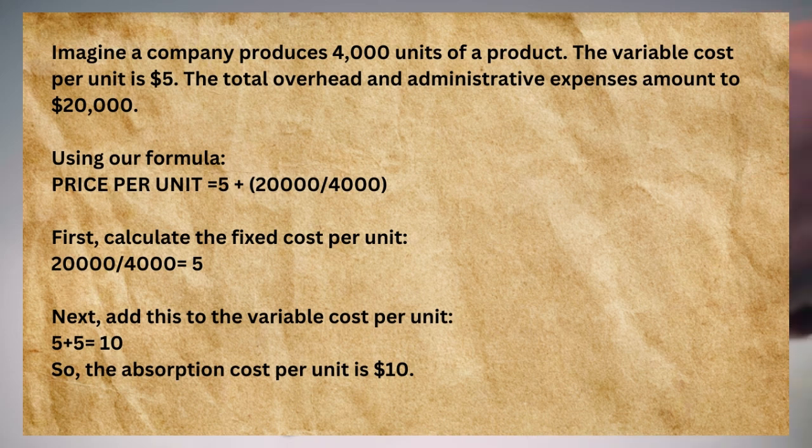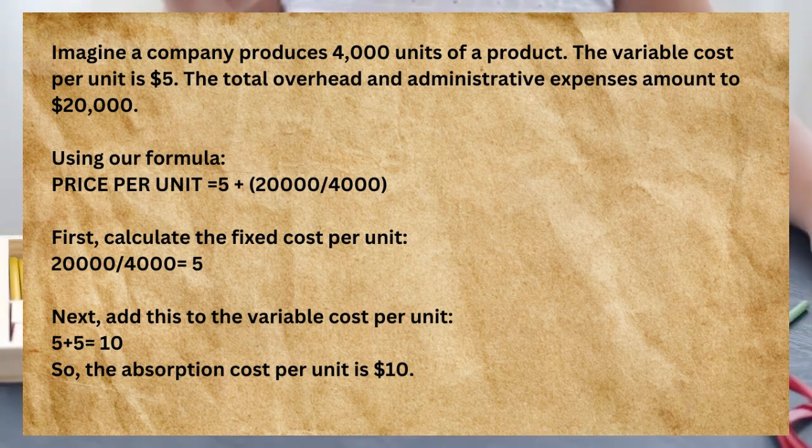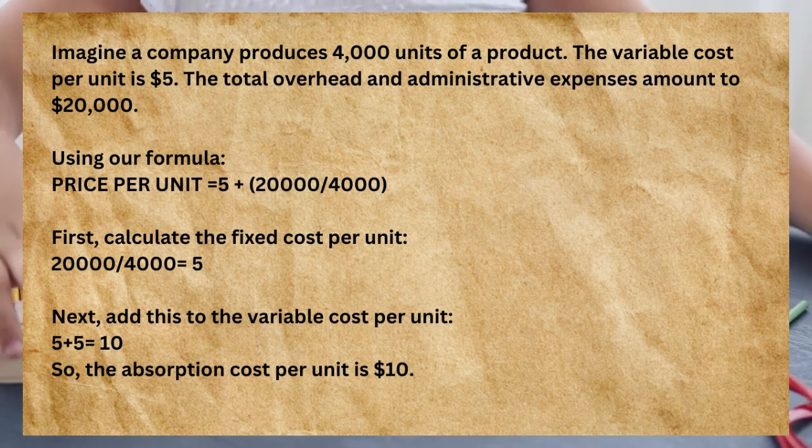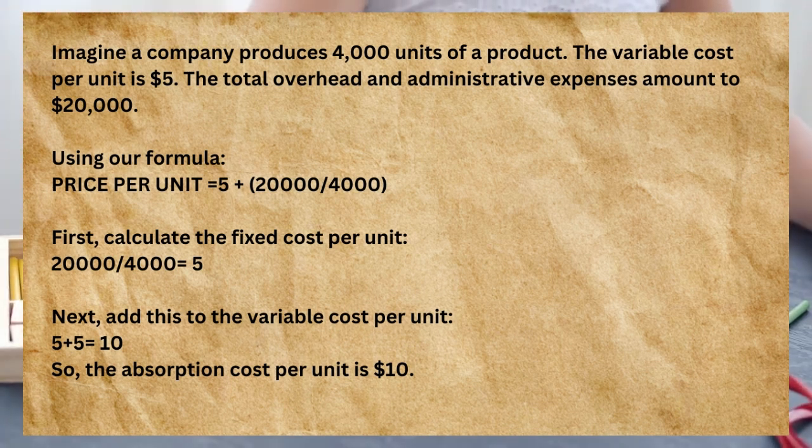First, calculate the fixed cost per unit. That is 20,000 divided by 4,000, and that is 5. Next, add this to the variable cost per unit, which is 5 plus 5 is equal to 10. So the absorption cost per unit is $10.